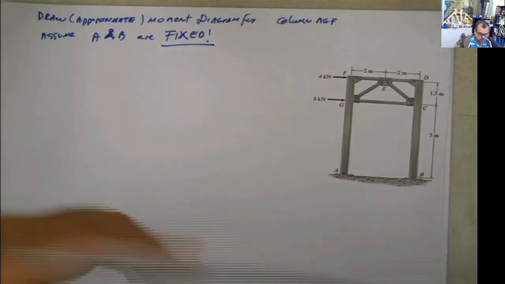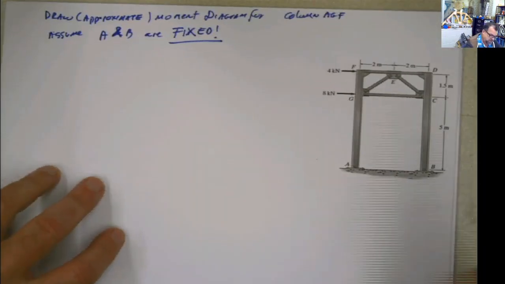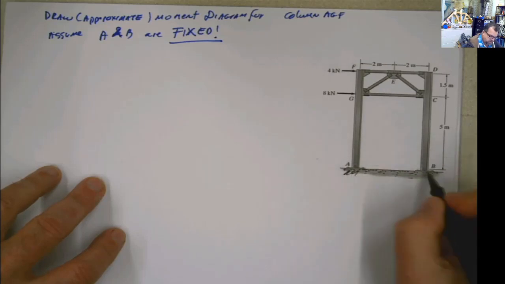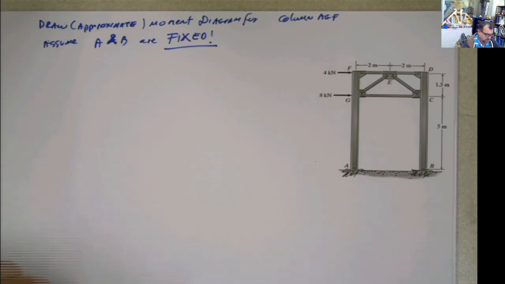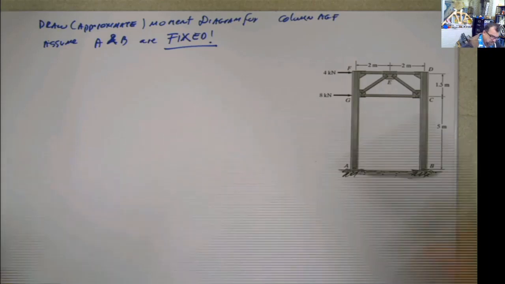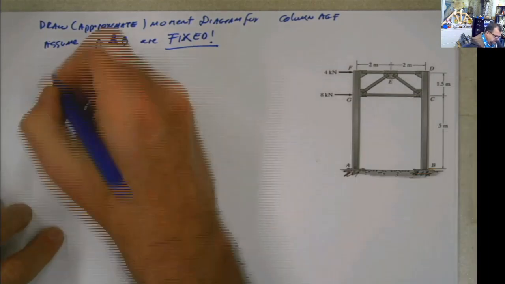two supports are fixed. So now this is going to be a fixed support, and this is going to be a fixed support. And that makes a huge difference. Because now, if I use the portal method, yes, I can calculate immediately.